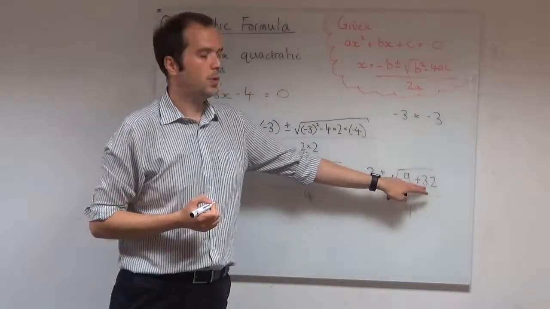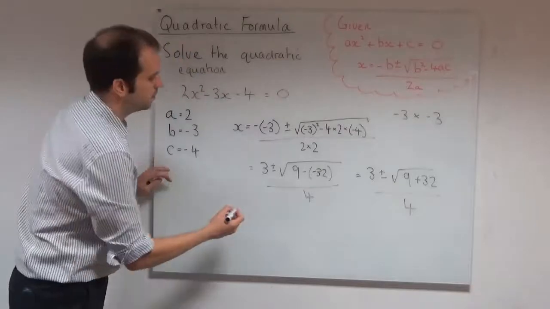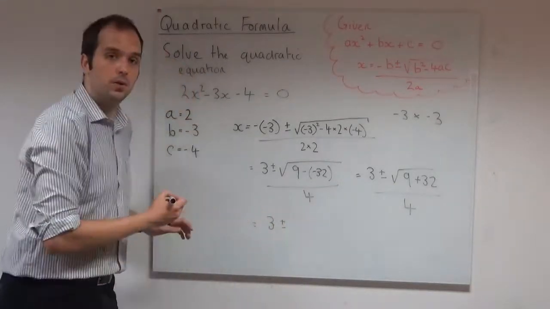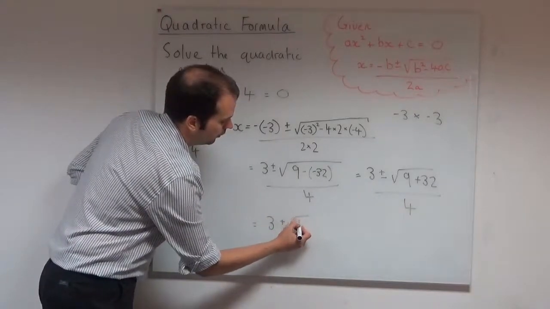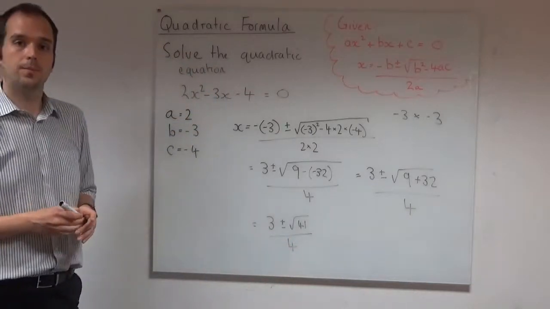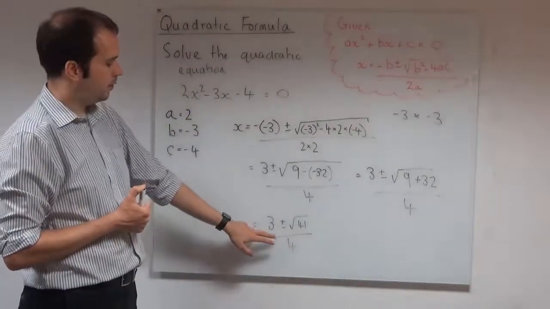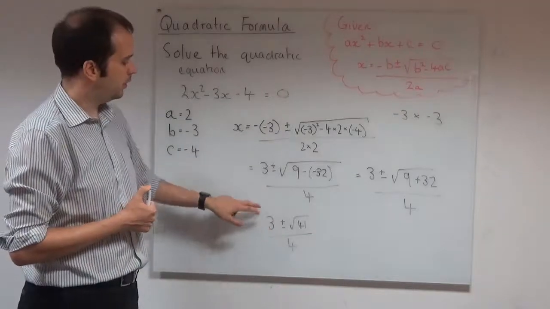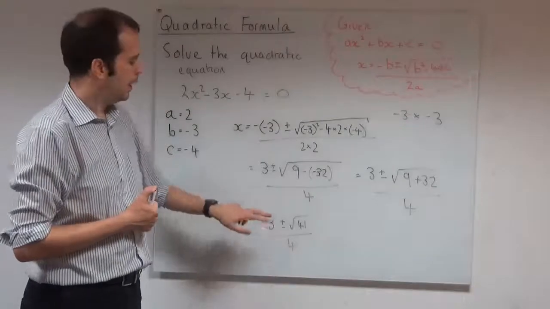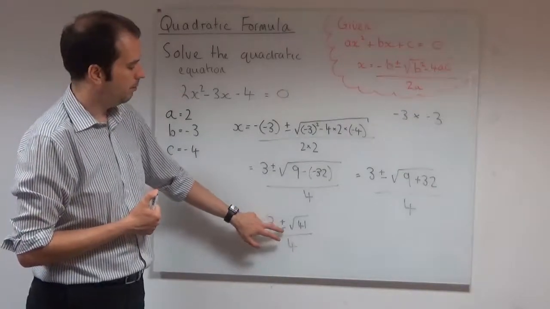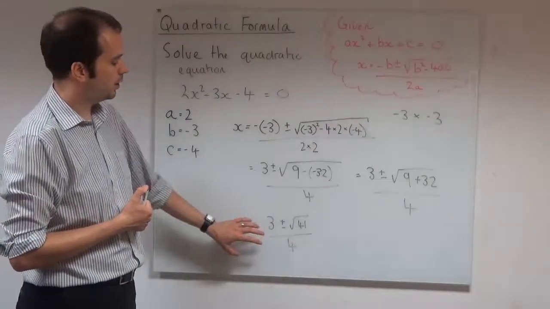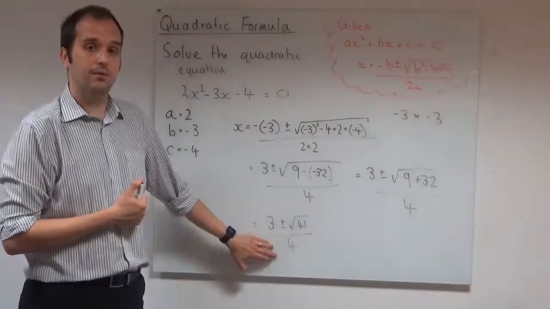So 9 plus 32 is 41. So I've got 3 plus or minus root 41 over 4. So in fact I have two solutions. The first solution is 3 plus root 41 over 4, and the second solution is 3 minus root 41 over 4. So two solutions, and we're going to leave them in exact form.